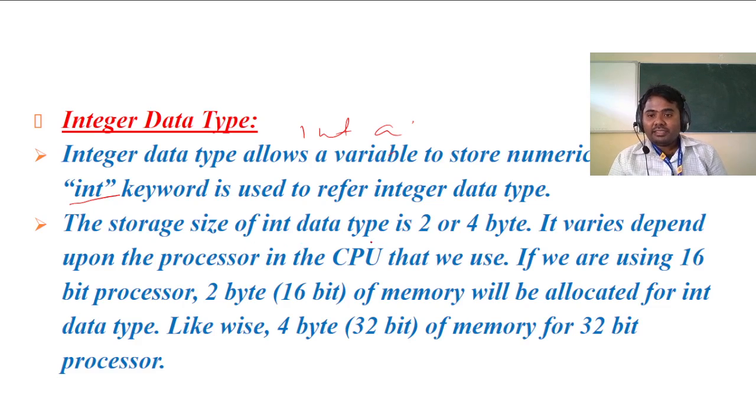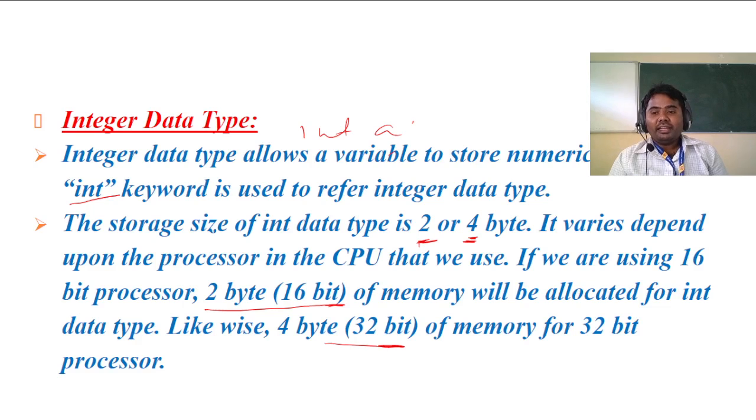The storage size defined by the integer variable is either 2 bytes or 4 bytes. It actually depends on the type of the processor or the type of the system. If the processor is a 16-bit processor, then the integer data type size will be 2 bytes. If it is a 32-bit processor, then the size the integer data type will allocate is 4 bytes. So it totally depends on the type of the processor or system you have.